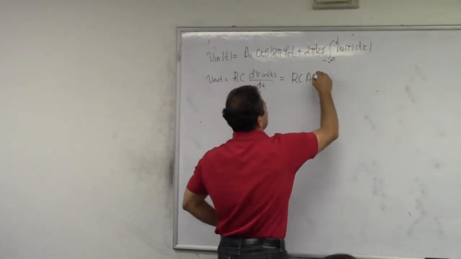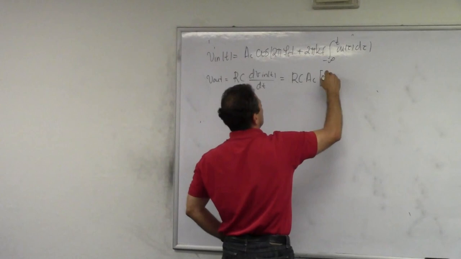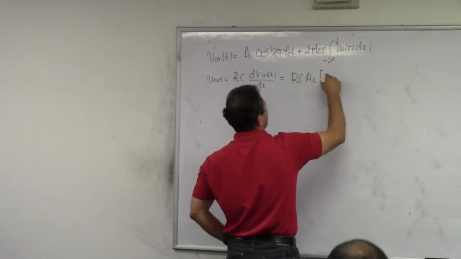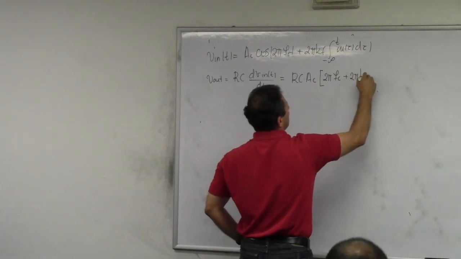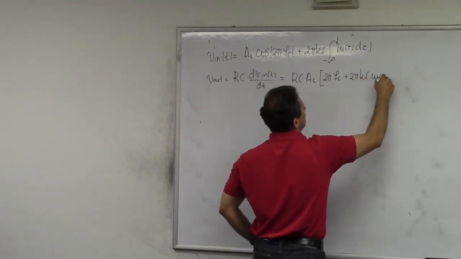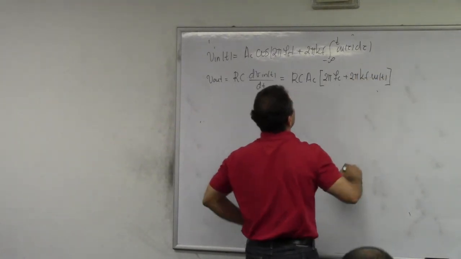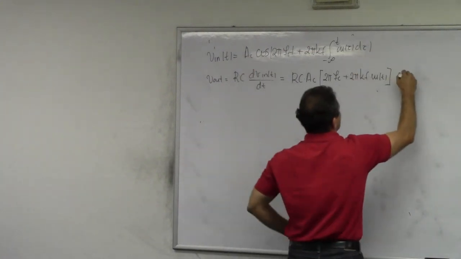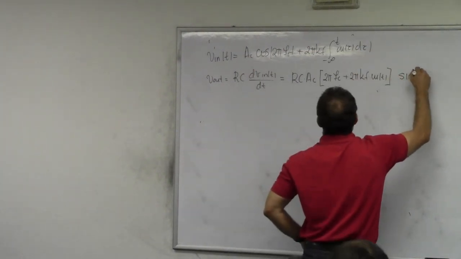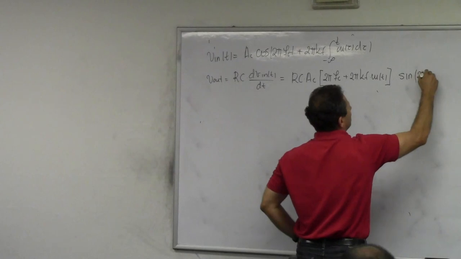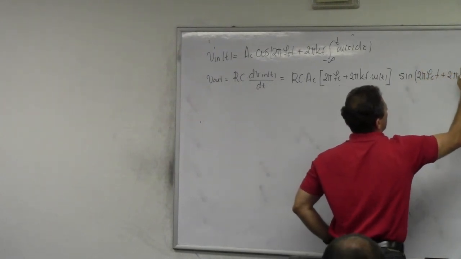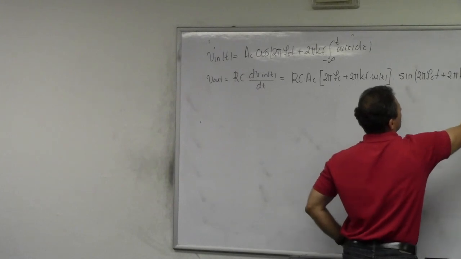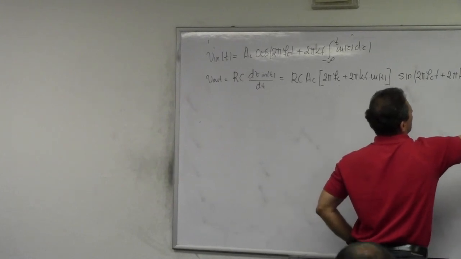So when I take the derivative here, it's RC times A_C. Derivative of what is underneath is going to be, let's say, 2 pi f_C plus 2 pi k_f times m of t. And then the derivative of this is going to be sine of 2 pi f_C t plus 2 pi k_f integral from minus infinity to t of m of tau.